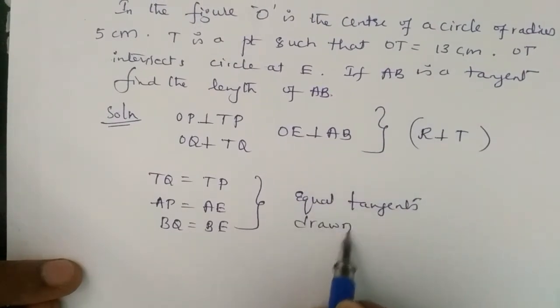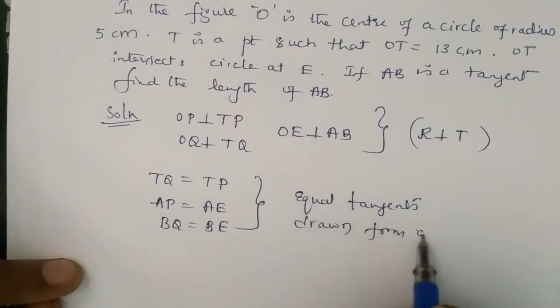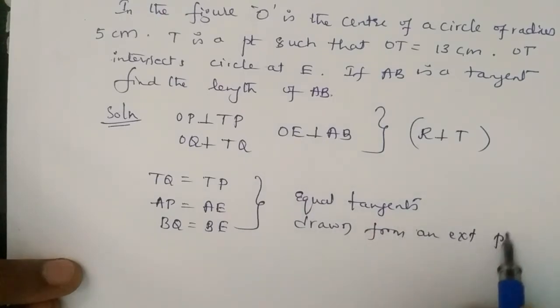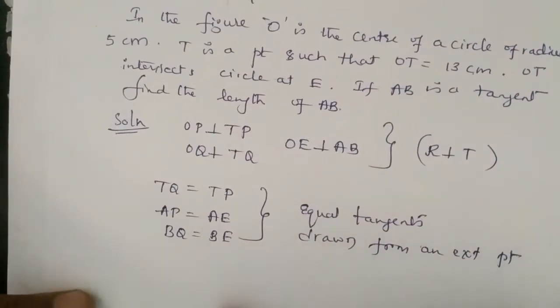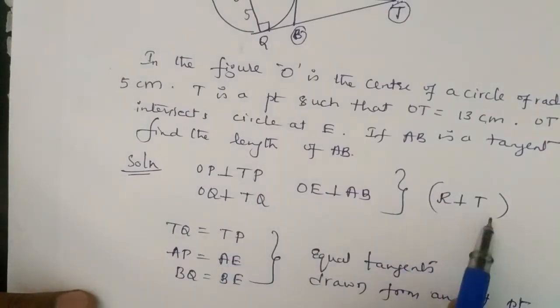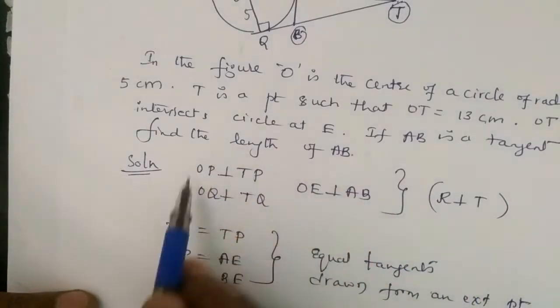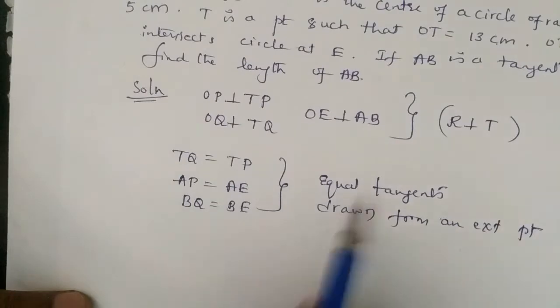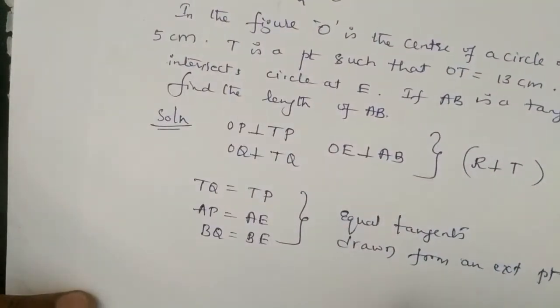drawn from an exterior point. So both the theorems have been used here. The first one is radius perpendicular to tangent. There are three right angle triangles. Here, the three pairs of equal tangents. Both the theorems are used. Then how to find out the AB length?